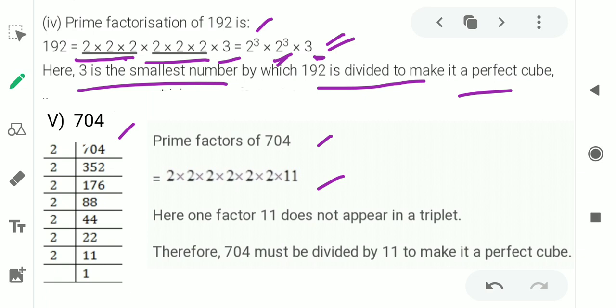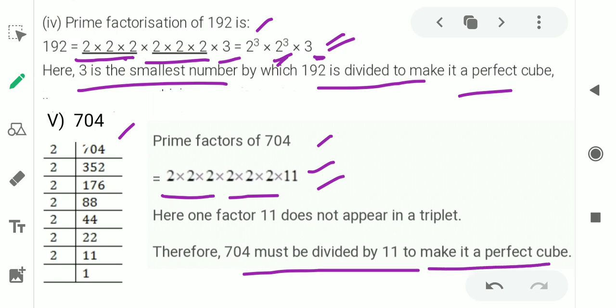In this, when you make the triplets, firstly 2 is in the form of a triplet, again 2 is in the form of a triplet, and 11 is not in the form of a triplet. So we can say 704 must be divided by 11 to make it a perfect cube. I hope all of you understood. Now you can do the remaining parts.